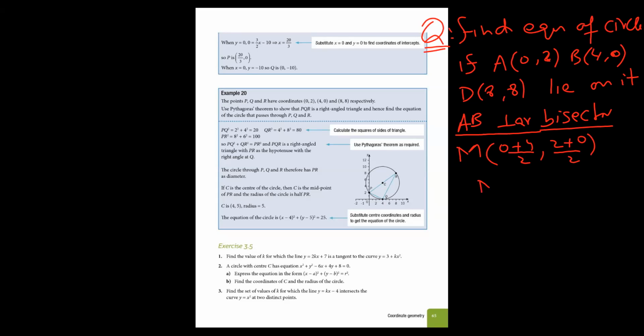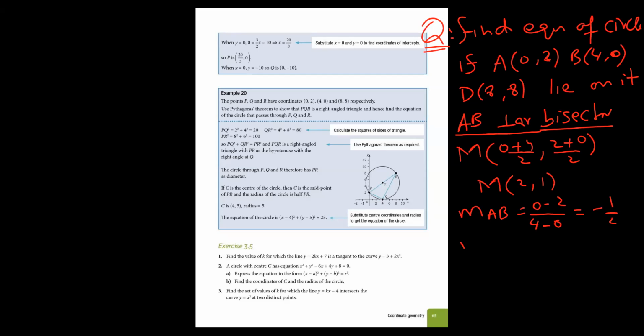I believe you understood well. So (2, 1). Let me confirm. Yes, (2, 1). Now I find the gradient of AB, which turns out to be so simple: (y2 minus y1) over (x2 minus x1). I got (0 minus 2) over (4 minus 0). I am getting negative half.